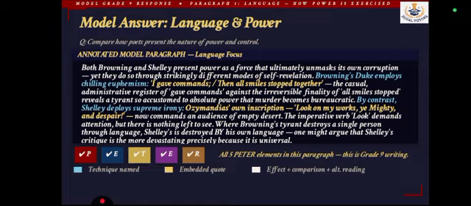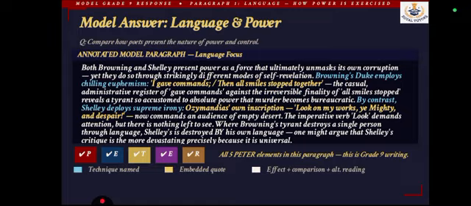By contrast, Shelley deploys supreme irony. Ozymandias' own inscription, "Look on my works, ye mighty, and despair," now commands an audience of empty desert. The imperative verb "look" demands attention, but there is nothing left to see. Where Browning's tyrant destroys a single person through language, Shelley's is destroyed by his own language. One might argue that Shelley's critique is the more devastating precisely because it is universal.